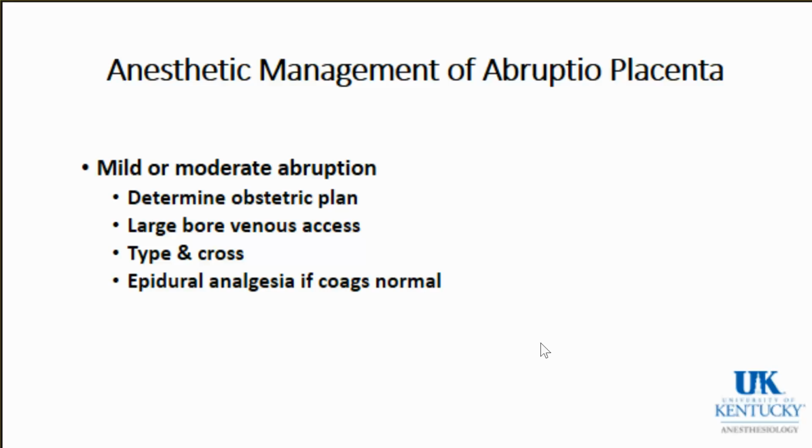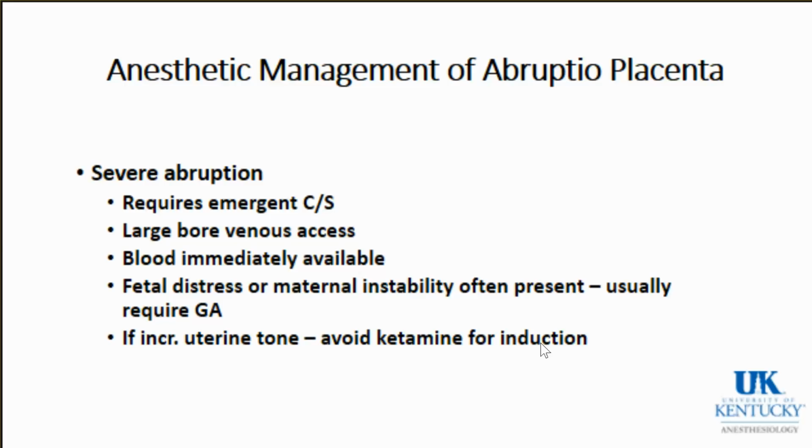If it's mild or moderate abruption, you have to decide what the OB is going to do. Oftentimes they'll go ahead and plan for a vaginal delivery as long as baby's not in distress, but still there's always the potential for an abruption to expand and get worse, and all of a sudden she's bleeding more. So good IV access, type and cross. As long as coags are normal, you can go ahead and do neuraxial.